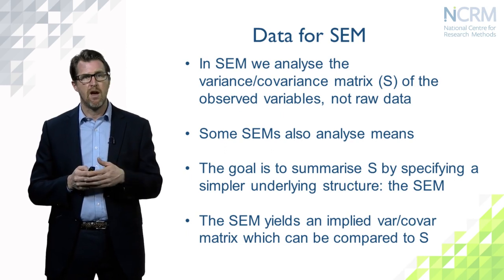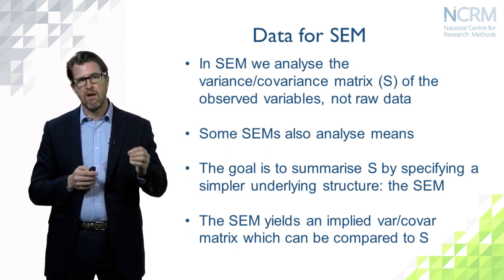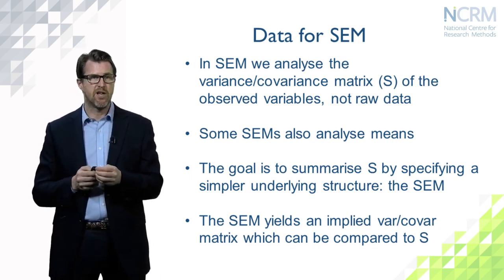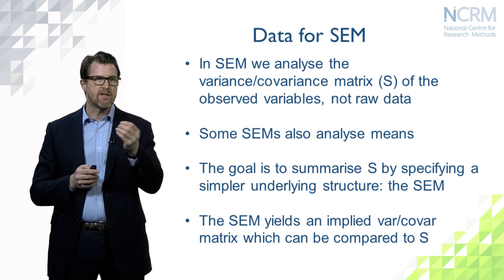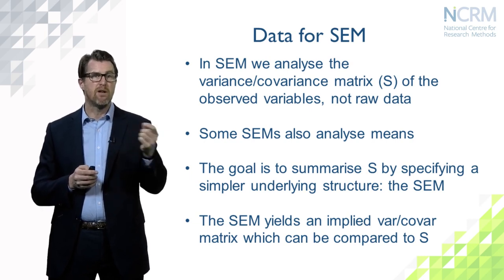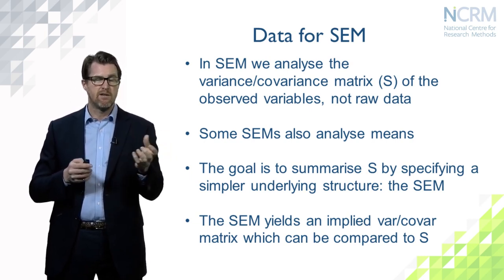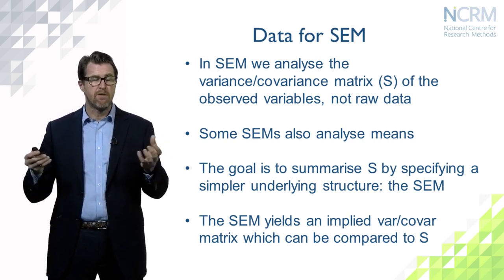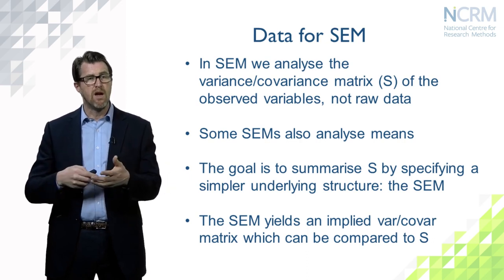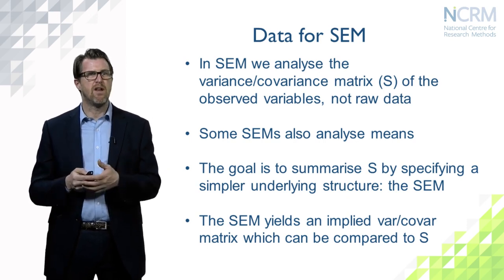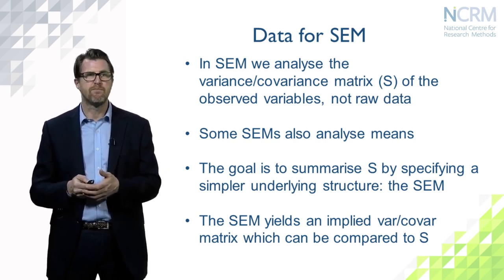And again, as we'll see later, this implied matrix can be compared to the one that we've actually observed. That comparison, if it's done properly, can tell us something useful about how well our model is accounting for the data. To the extent that the implied and the observed matrices differ, then our theory, our structural equation model, is not doing a very good job of telling us how this data were generated.